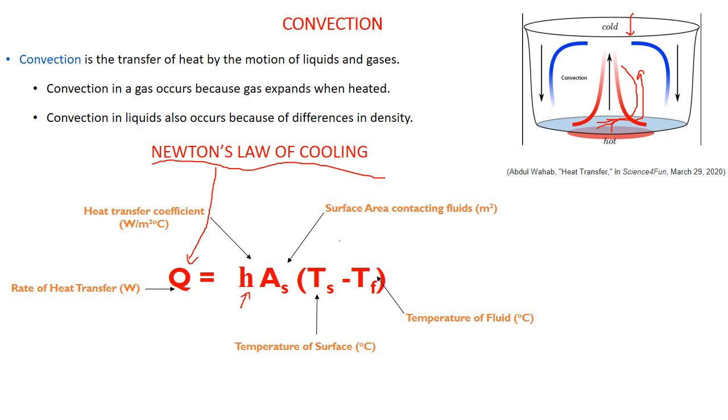Here h is the heat transfer coefficient. We can define the heat transfer coefficient easily, since the unit is watts per meter square degree Celsius. So I can say it is the amount of heat transferred per unit area of cross section per unit rise in temperature. That is called the heat transfer coefficient in convection heat transfer. Ts is the surface temperature, Tf the fluid temperature, and As the surface area of contact. So this is your Newton's law of cooling. Newton's law of cooling majorly applies in liquids and gases.